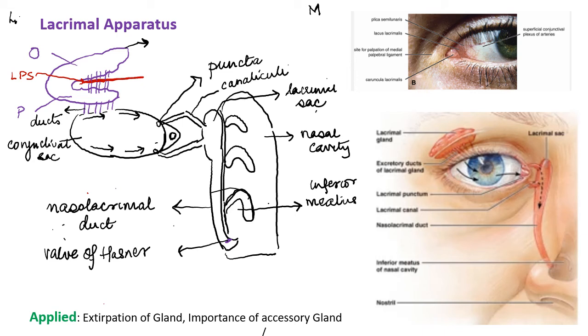As we've already discussed, removal of the palpebral part is equivalent to the removal of the entire gland, because the ducts of the orbital part move via the palpebral part into the conjunctival sac. They drain into the palpebral part and thereafter the palpebral part drains into the conjunctival sac. But even if we remove this lacrimal gland, it does not result in complete drying of the eye because there are certain accessory glands also which are present.